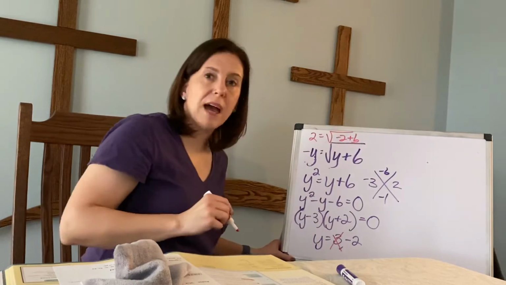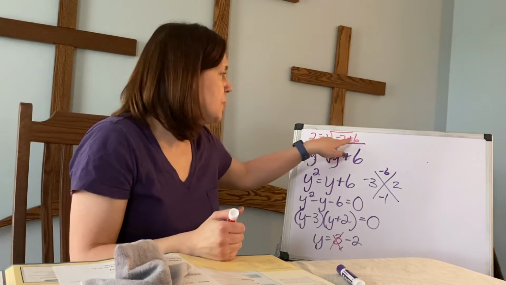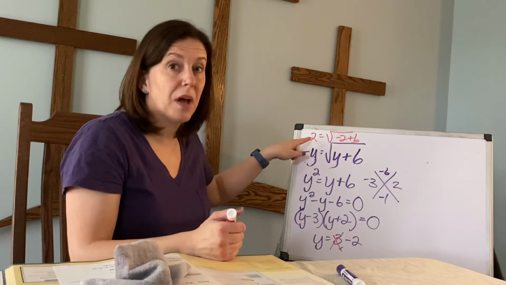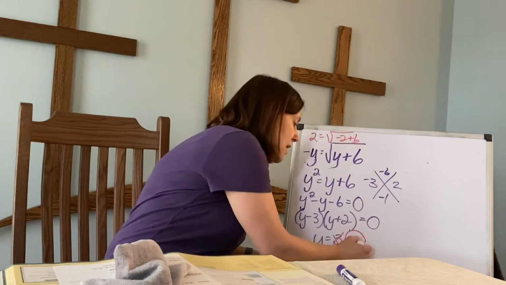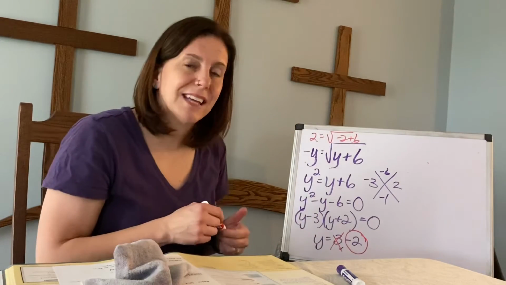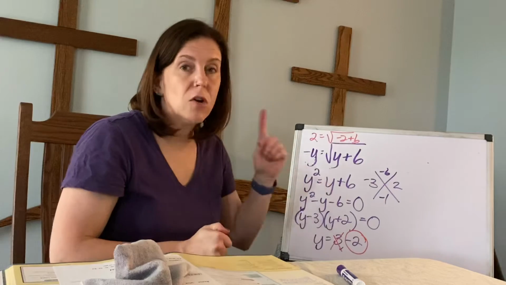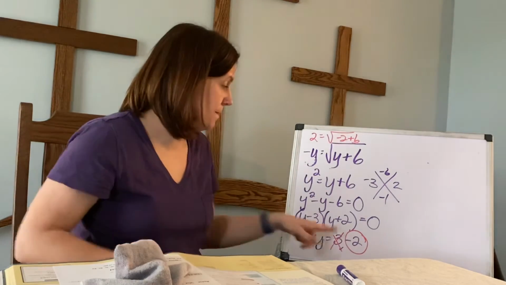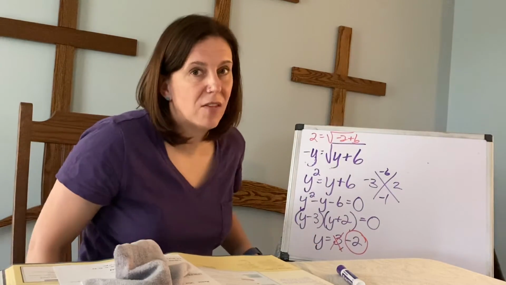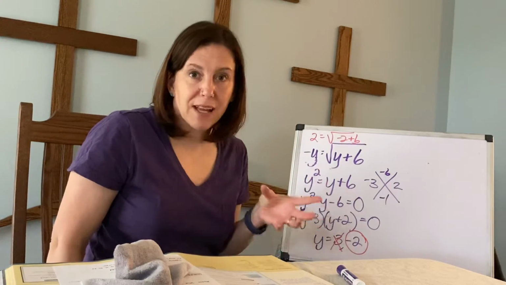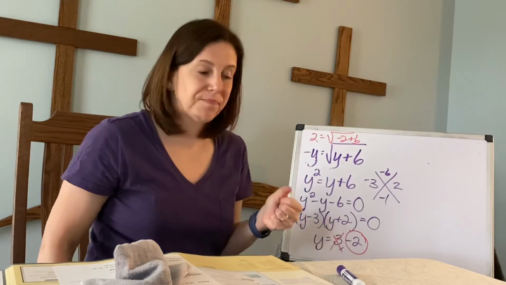And underneath my radical symbol, negative 2 plus 6 is 4. Square root of 4 is positive 2. So while for my quadratics I can get up to 2 possible solutions, in this problem I only have 1 solution. And I don't find that out unless I'm doing my full process of checking my solutions at the end.